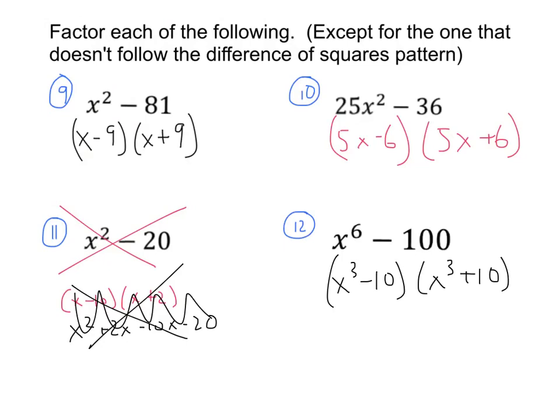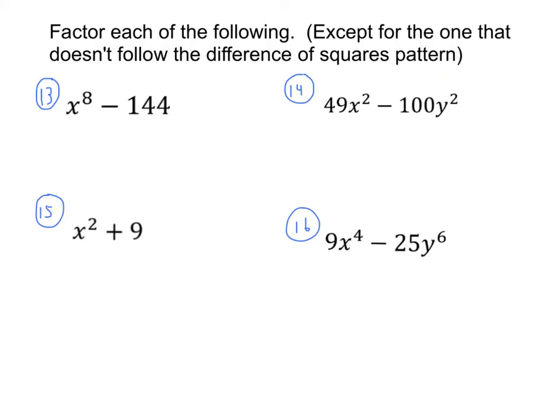All right, one last thing I want to mention. Why doesn't 11 follow the pattern? The reason is because 20 is not a perfect square. All the other things we had were perfect squares: 25x squared, 36, 100, x to the 6, x squared, 81. Those are all perfect squares, but not this one. All right, let's have you practice some more. Factor each one of these, and again, one of them is not going to follow the pattern. Please pause and do this on your own.